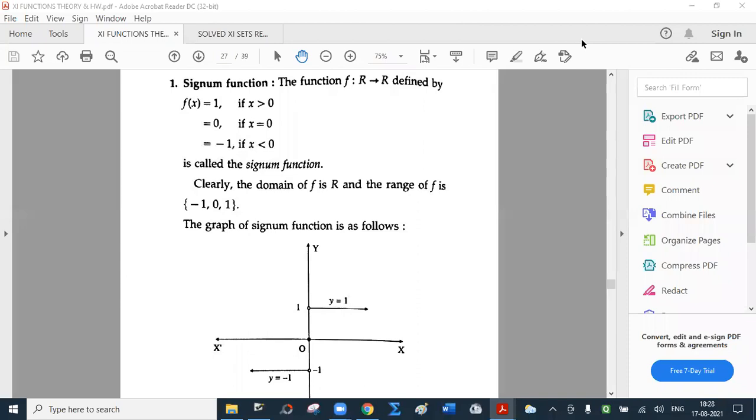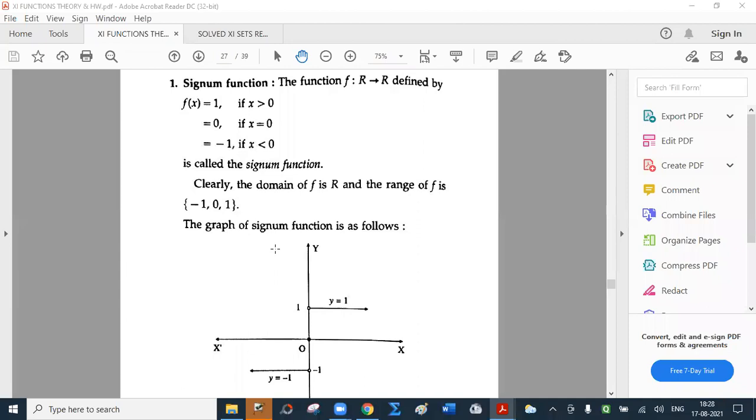Clearly, what is the domain of this function? What do you mean by domain? Domain means the set of values which can be assigned to x. Clearly, domain is the set of real numbers. And what is range? Range is the set of all values of the function. The function has value either 0 or 1 or minus 1. So the range is {minus 1, 0, 1}. Note that the numbers are written in curly brackets. So it is the set of only these three numbers.